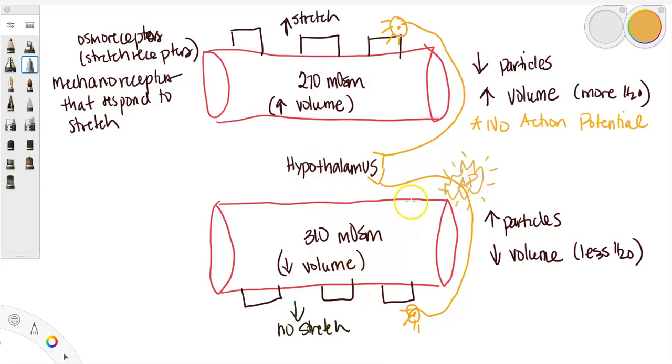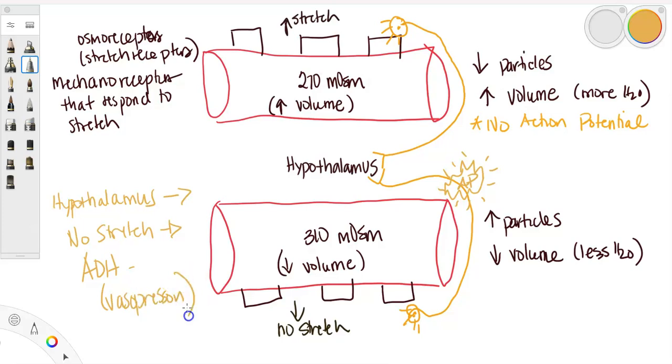So if the hypothalamus perceives there is no stretch there, what's going to happen? It's going to tell the posterior pituitary to secrete ADH, or vasopressin. Okay, so we know that's a hormone.